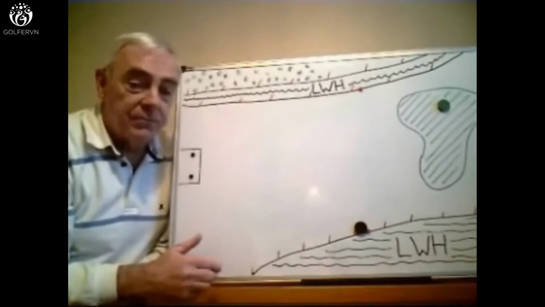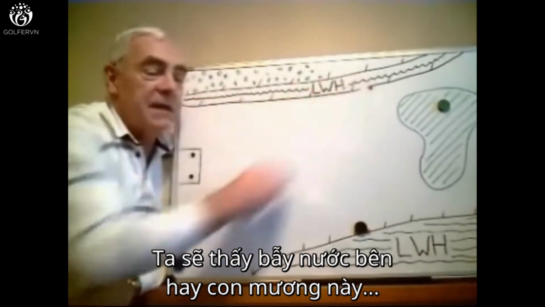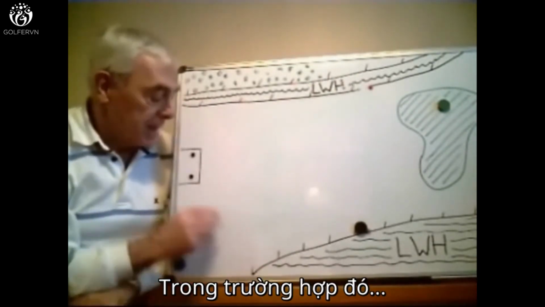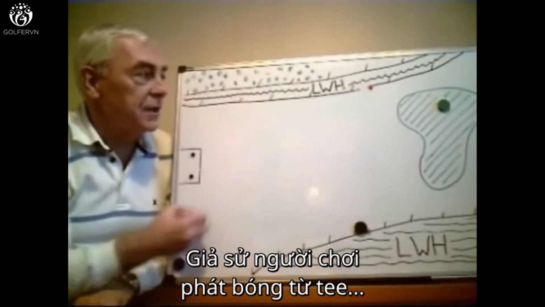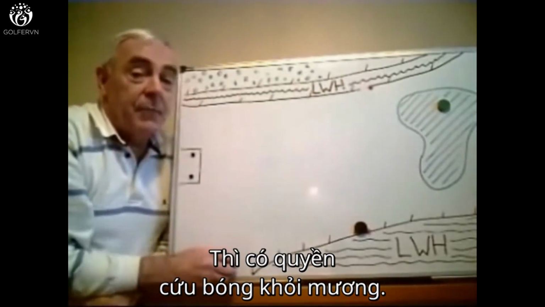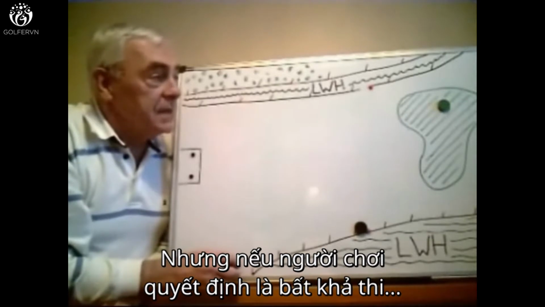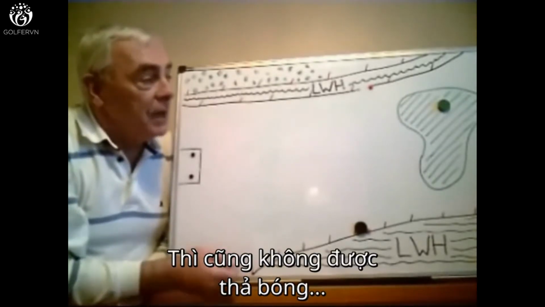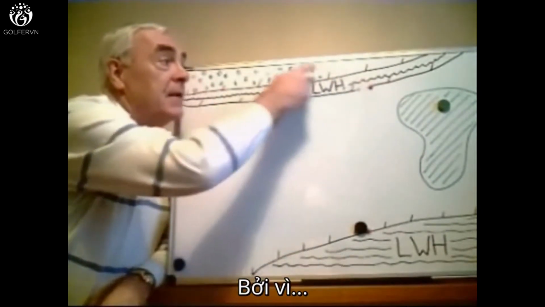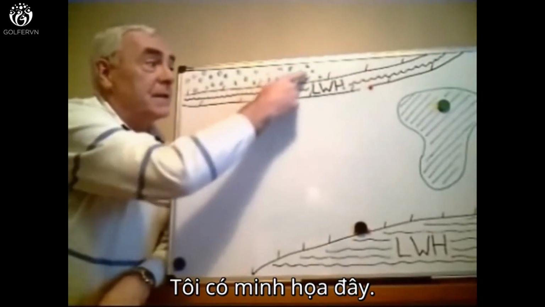If we go to the other side of the course, we can see that there's a lateral water hazard, or a ditch, running the length of the hole. In this case, if the player plays his tee shot and crosses the margin at this point here, he can play out of the ditch providing he doesn't ground his club. But if he decides that that's not practical, he can't drop a ball from the flagstick through the point where it crossed here, because that line would be into this forest of trees that I've identified here.